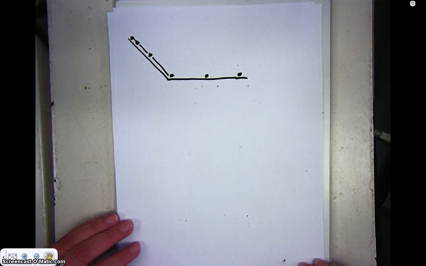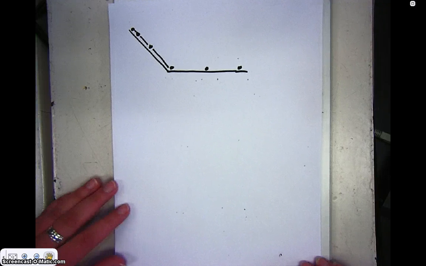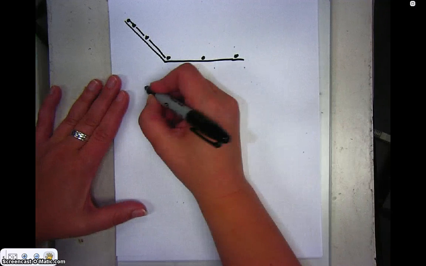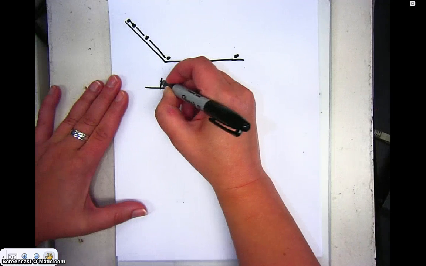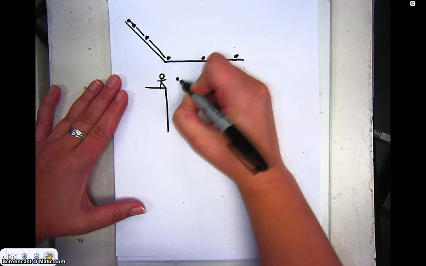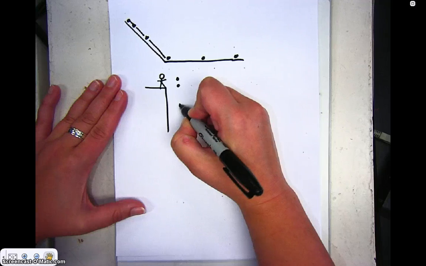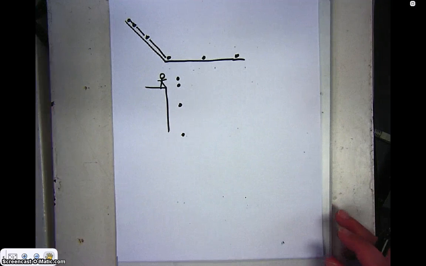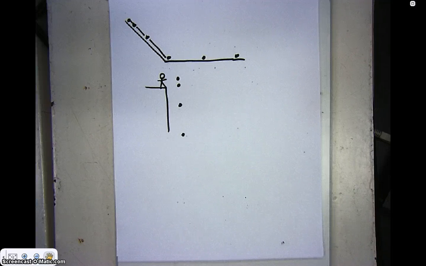Another example would be dropping something. If I was going to drop a ball off of a cliff, here's my cliff, here I am. Of course, this isn't necessary for the picture, but you would see that as it fell, it got faster and faster. So it's accelerating downward.